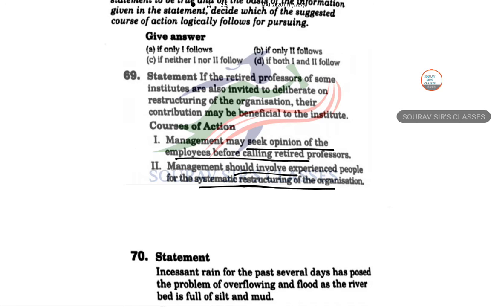So, we know very clearly that retired professors have lots of experience and can give valuable suggestions. So here we don't need to ask. Seeking opinion of the employees is not the right course of action. So this is not. So only this. Only 2 follows. So option number B. Next one.